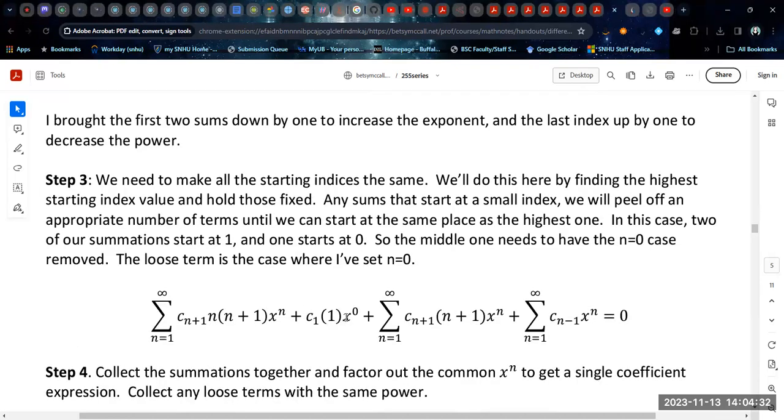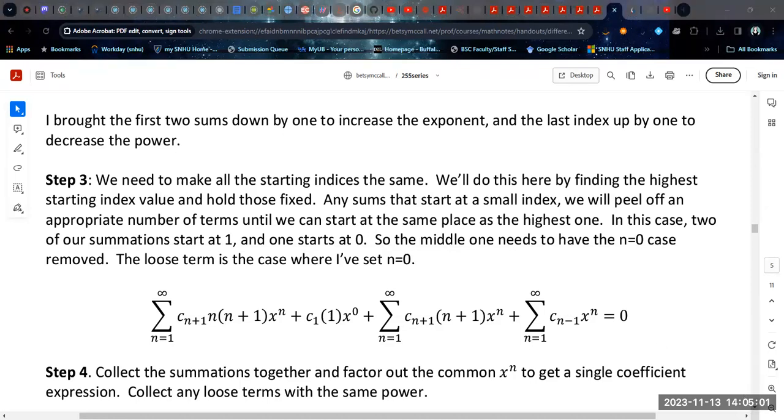And so that's what we've done here. We've simply taken our formula, plugged in n equals 0. So when n is 0 here, I get C1, n plus 1, 0 plus 1 is 1, and then x to the 0, which is just 1, obviously. But now, by doing that, all of our summations now start with n equals 1. And so now I can combine them because they all have the same power and the same starting value. And then I'll get this extra stray term out here.